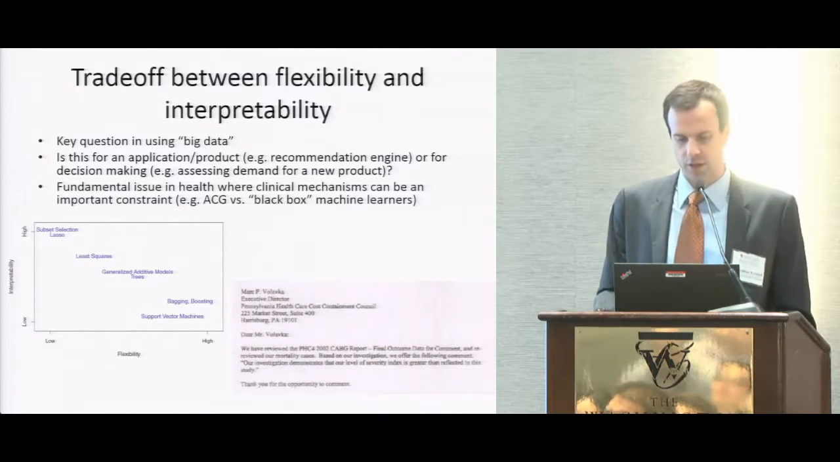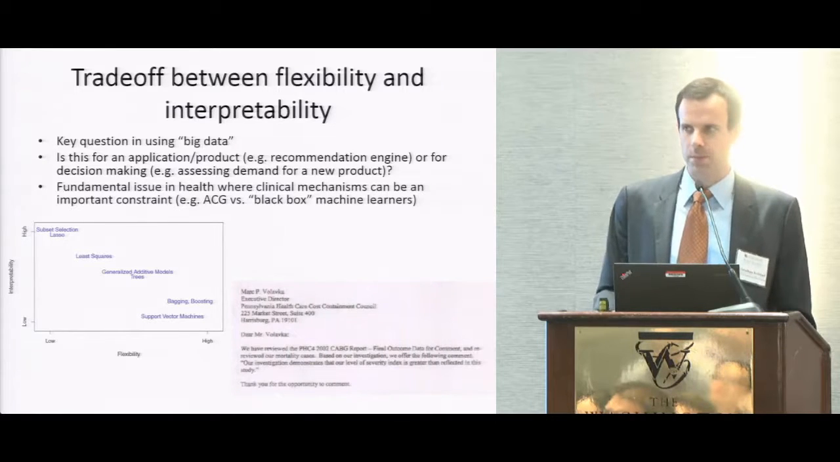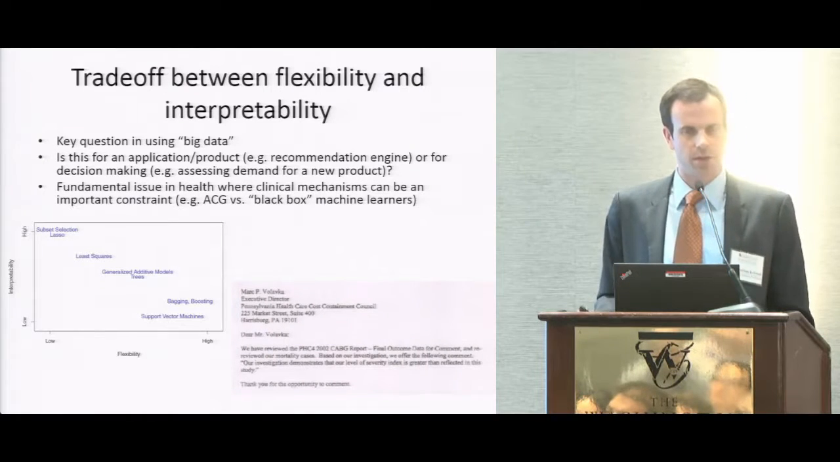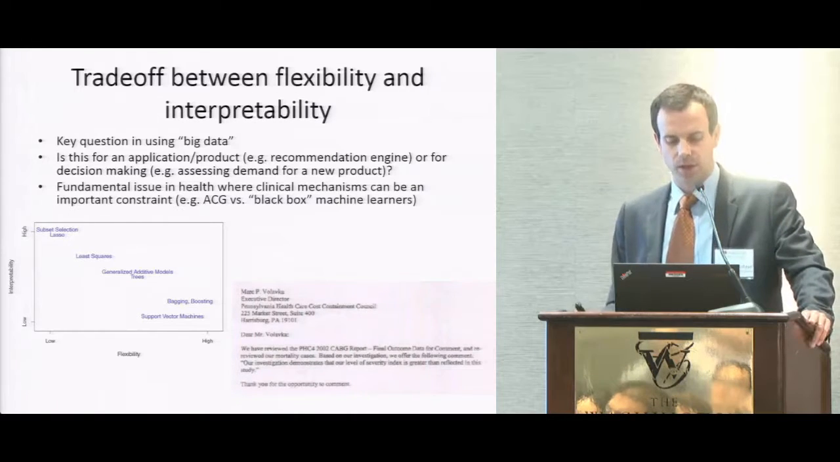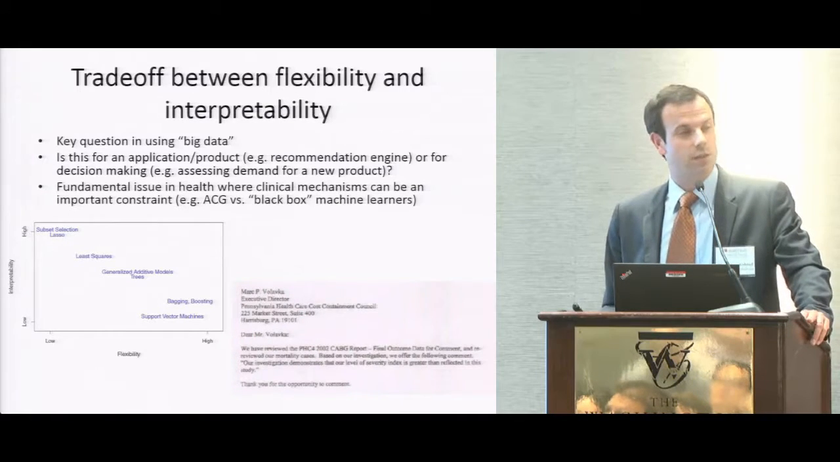Many people will know this, and there are other sites out there. Probably the best introduction for those of you who are economists is Hal Varian has a piece in the Journal of Economic Perspectives, Big Data, New Tricks for Econometrics.